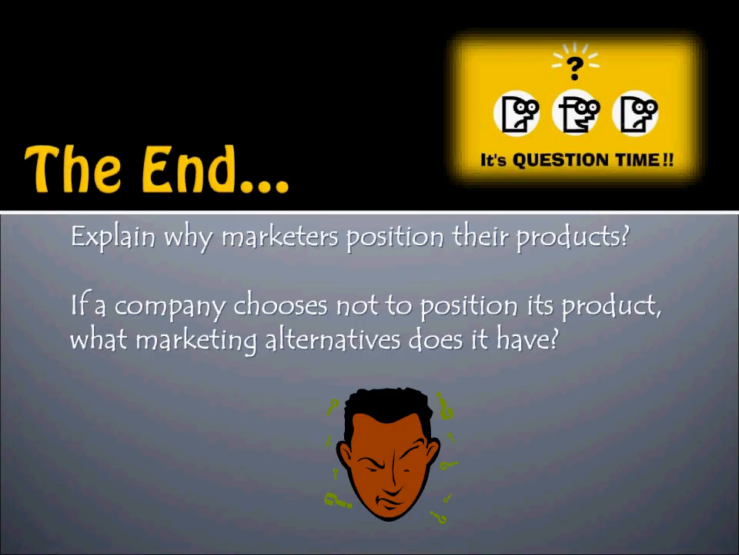Well, this brings us to our end of the video. So why do marketers position their products? Why don't they just sell it without saying anything? And if a company chooses not to position its product, what marketing alternatives does it have? So think about these two questions.